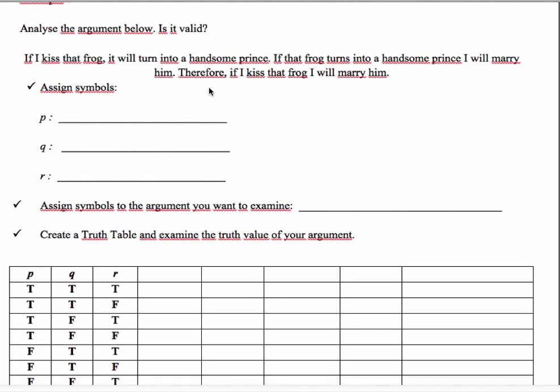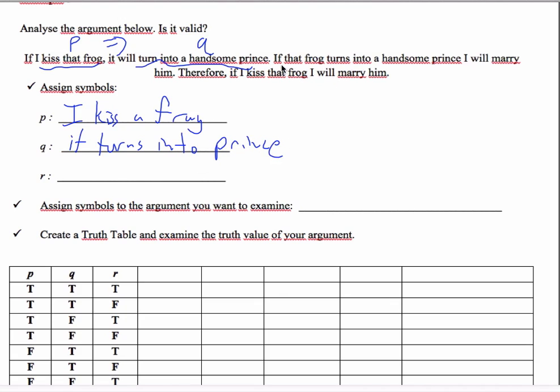Alright, so we're going to have three statements here. If I kiss a frog, so I guess P will be, I kiss a frog, implies it will turn into a handsome prince. That's going to be Q: it turns into a prince. If that frog turns into a handsome prince, I will marry him.